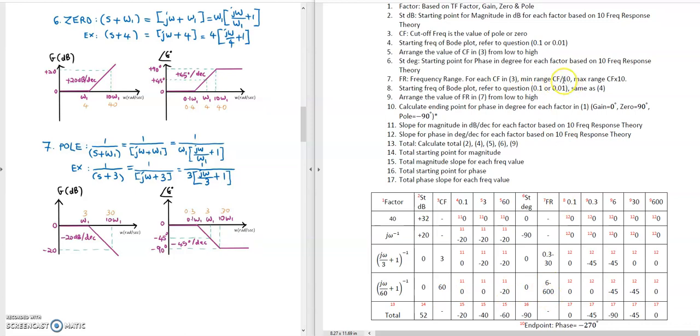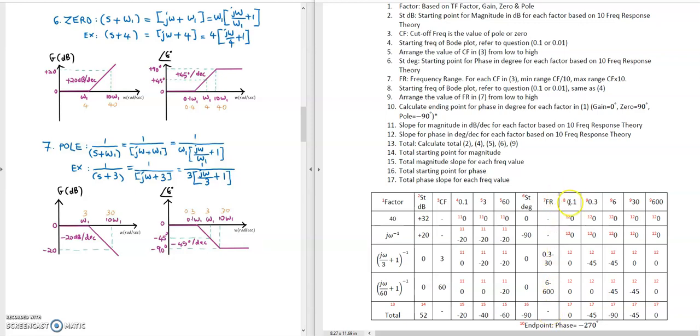The minimum range is actually 1 decade before the cutoff frequency. If your cutoff frequency is 3, 1 decade before is 0.3, which is divided by 10. The maximum frequency is 1 decade after the cutoff frequency, meaning that if your cutoff frequency is 3, 1 decade after is 30, which is multiplied by 10. So the frequency range is 1 decade before the cutoff frequency until 1 decade after the cutoff frequency. One decade before you divide by 10, one decade after you multiply by 10. This is how you determine the frequency range. Same goes for the others, and there is no frequency range total for the constant and pole at origin.